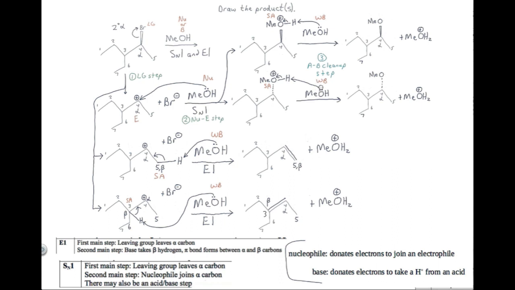Here was another example of a base donating electrons to take a proton from the other molecule. So in our SN1 reaction, we used a nucleophile in step 2, but then we had to go ahead and actually use a base in our step 3 acid-base cleanup step. An SN1 reaction has a nucleophile-electrophile step, but it also oftentimes includes an acid-base step.